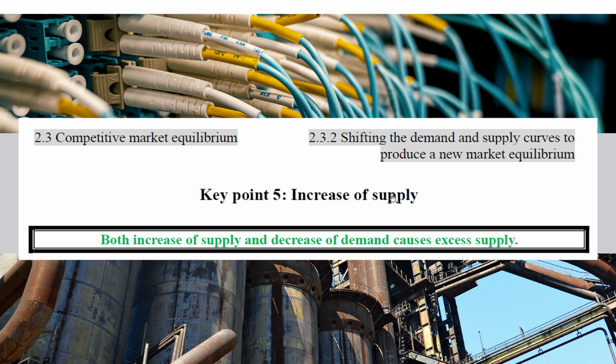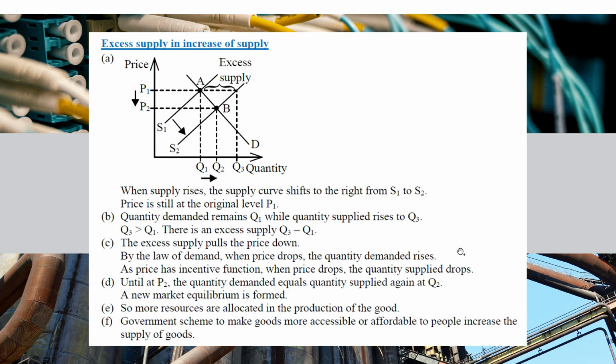The other concept is increase of supply. So when does supply increase? If supply increases, there is excess supply. So an increase of supply and a decrease of demand both produce excess supply. And remember what happens to excess supply? It pulls down the price. So this is the scenario.